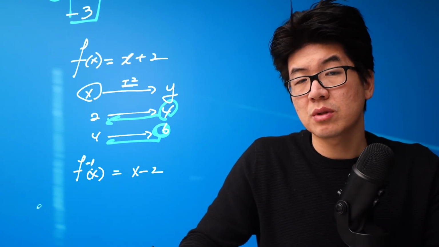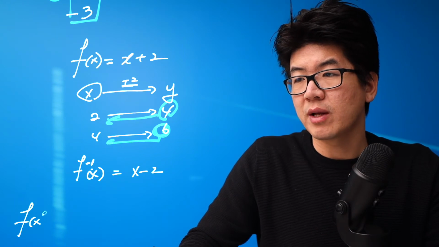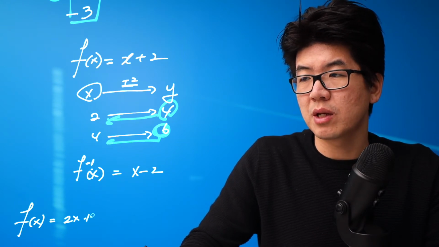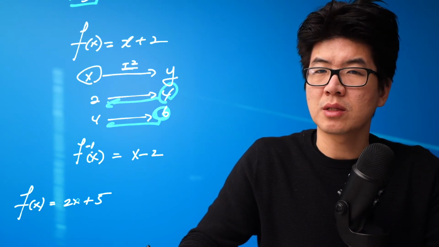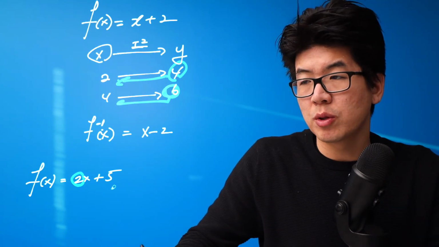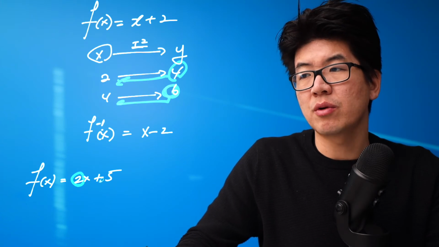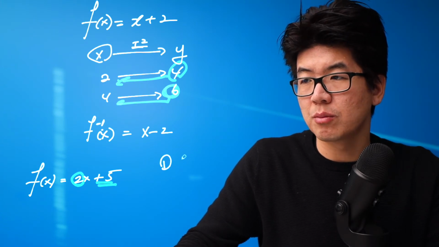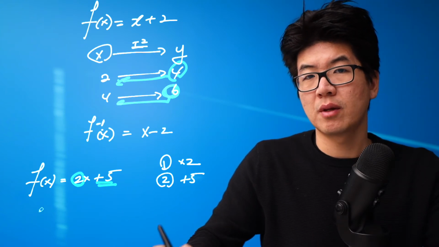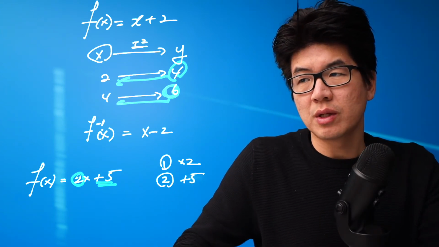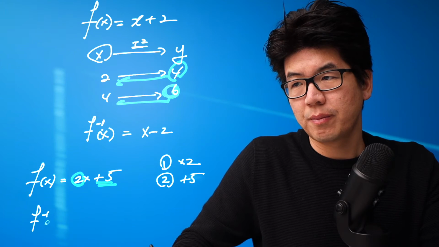Okay, so let's do a slightly more complicated one. If you have f of x is equal to 2x plus 5, what's the inverse function? There's two things happening here. You're multiplying by 2, then you're adding 5. So first of all, you're multiplying by 2. Second of all, you're adding 5. So you have to undo this. How do you undo this?